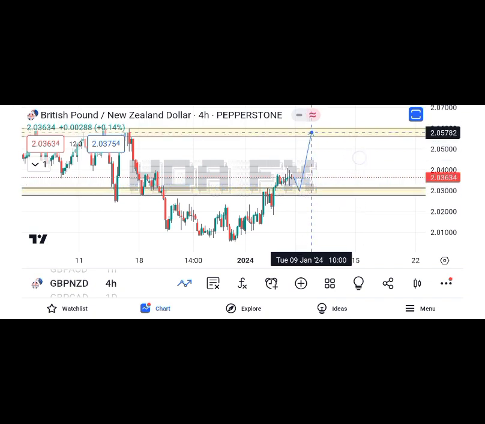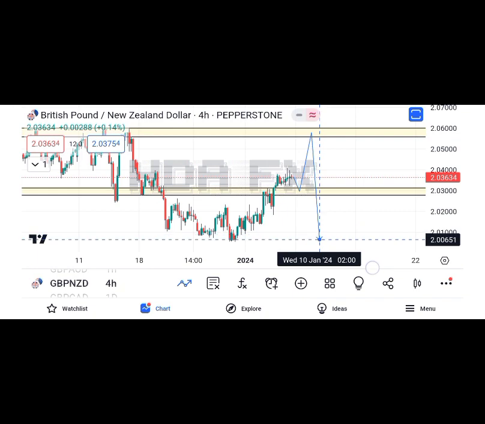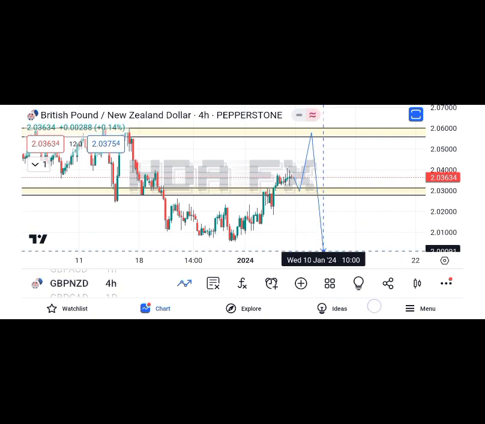And when price gets to this zone here, we study the behavior of price here. Then we look for selling confirming candles. Then we sell GBP/NZD for this coming week. So this is my simple analysis for GBP/NZD.